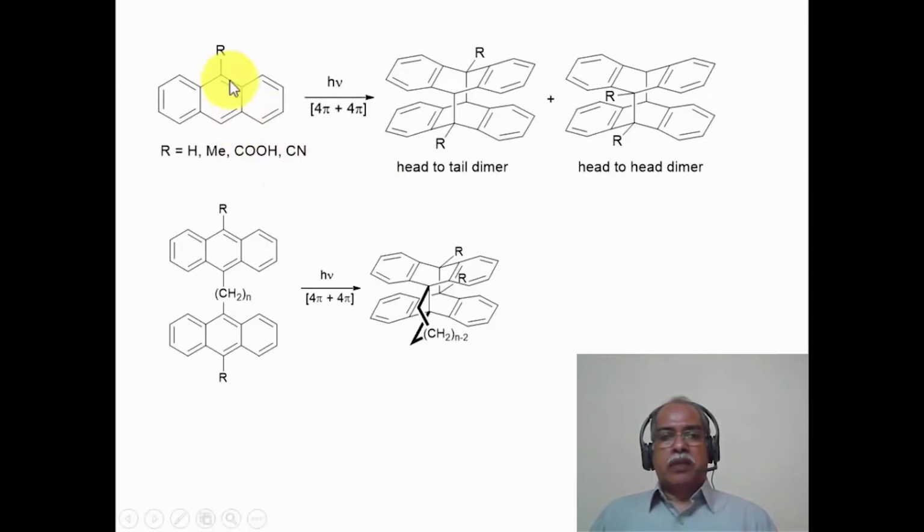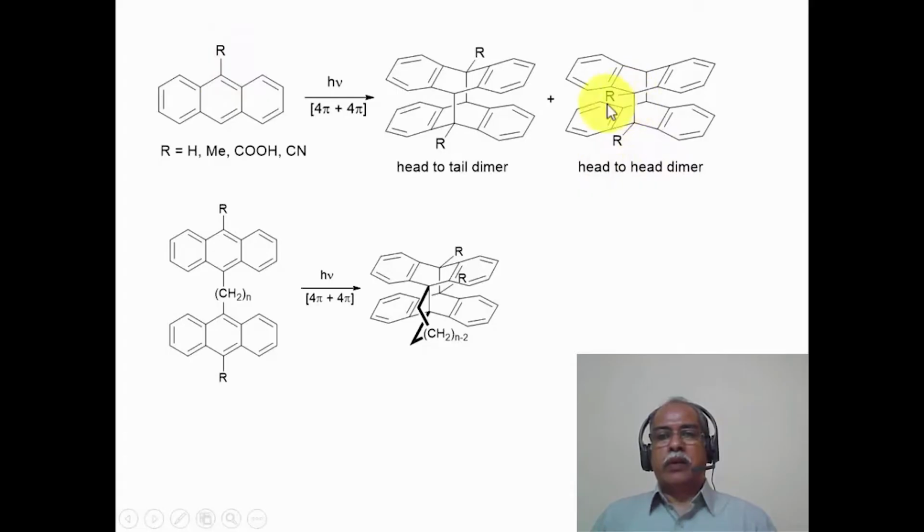Anthracene itself undergoes the cycloaddition reaction to give the photodimer of anthracene, the structure of which is shown here. However, if you take substituted anthracene, there are two possible products that can be formed depending upon the relative orientation of the two molecules that undergo the cycloaddition process. The two molecules can be oriented in such a way that the R group of one molecule and R group of another molecule can be cis or eclipsing with respect to each other during the transition state.